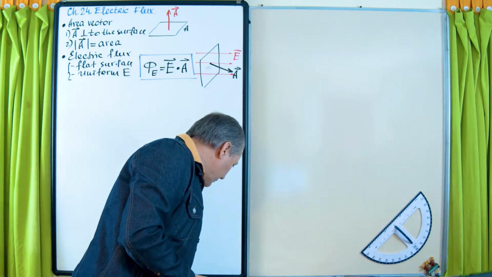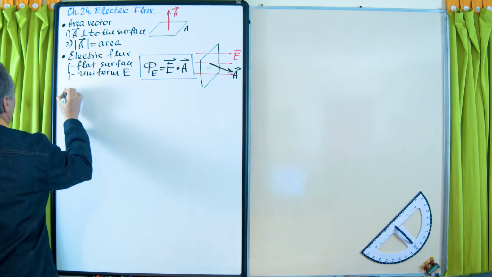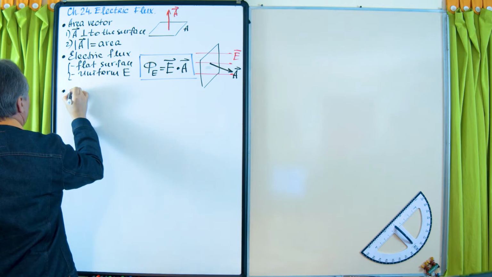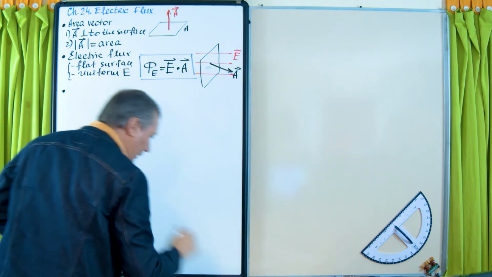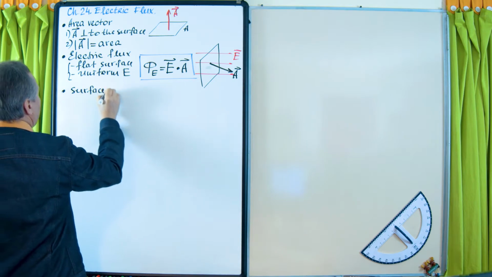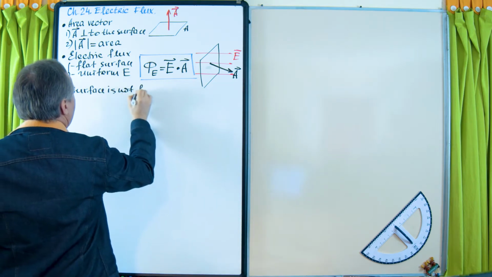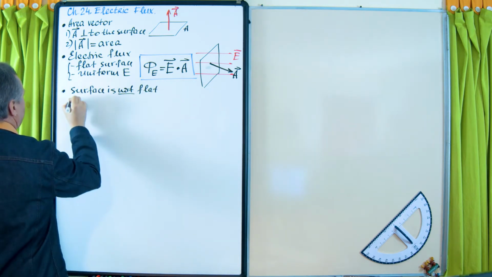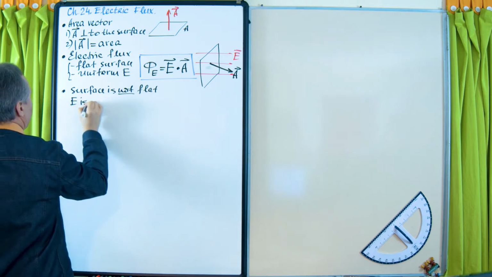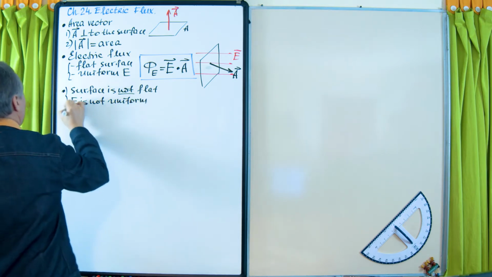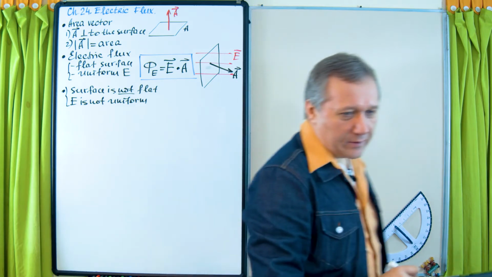Let me check if I mention everything. Okay, so now the next one: what if the surface is not flat, and the electric field is not uniform? So that's, of course, a more general situation, and of course more complicated.